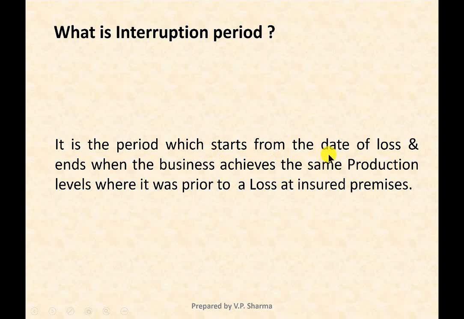Now let us discuss what is interruption period. It is the period which starts from the date of loss and it ends when the business achieves the same production level where it was prior to the loss at the insured premises.